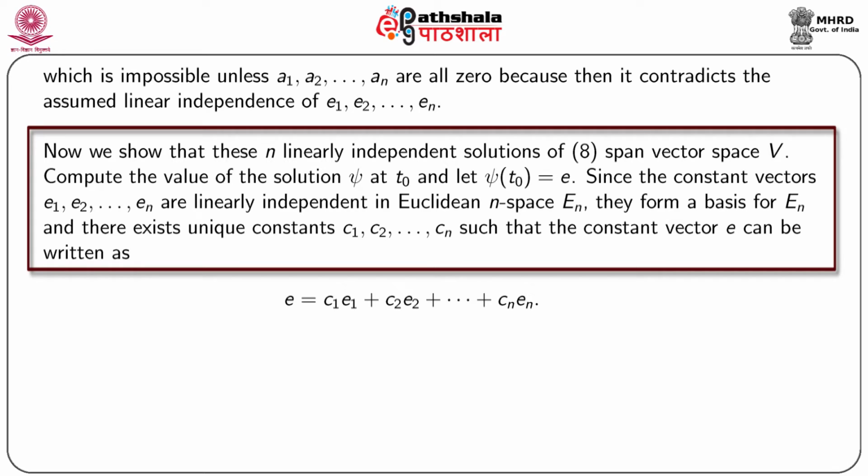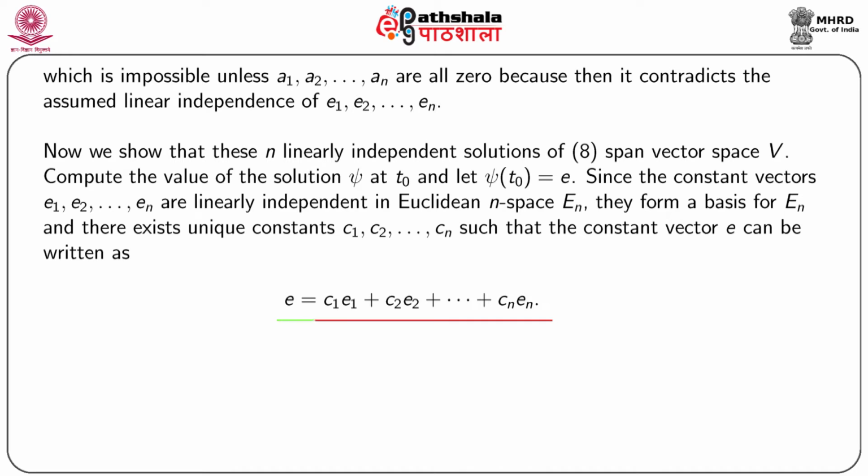Now, we show that these n linearly independent solutions of 8 span the vector space V. We compute the value of the solution psi at t0 and let psi(t0) equal to E. Since the constant vectors e1, e2, ..., en are linearly independent in the Euclidean n-space En, they form a basis for En, and there exist unique constants c1, c2, ..., cn such that the constant vector E can be written as E equal to c1 e1 plus c2 e2 plus ... plus cn en.